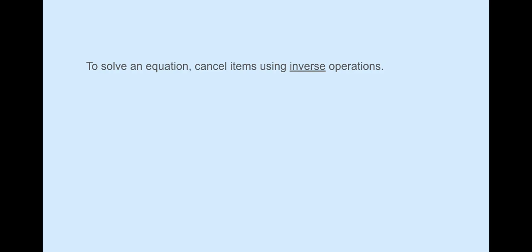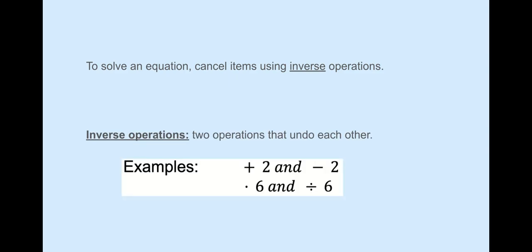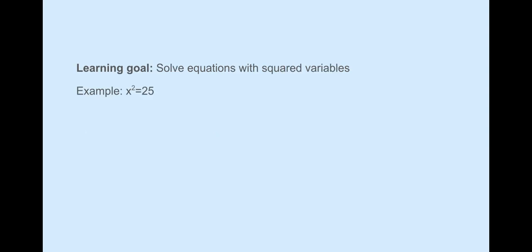In this lesson, we're going to solve equations that contain squared variables. To review, to solve an equation, what we do is we cancel items using the inverse operations. Inverse operations are two operations that undo each other. For example, if I take a number and I add 2 and then I subtract 2, I end up with the original number. Another example of inverse operations are times 6 and divided by 6. They're opposite actions, so they cancel each other out.